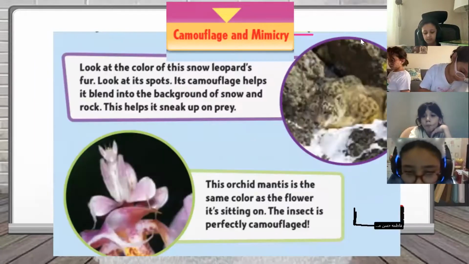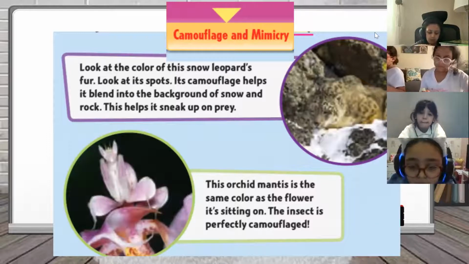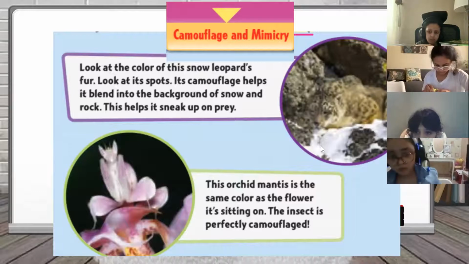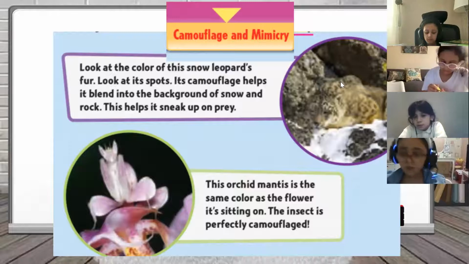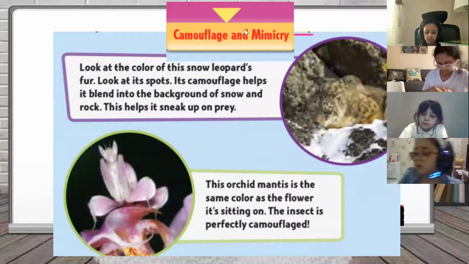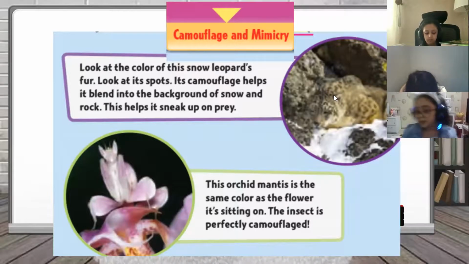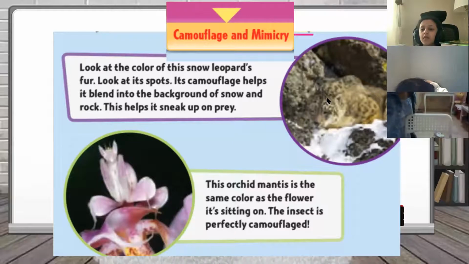Miss, we're going to write in our book something today. Yes, we are going to write. Okay, first of all, look at this leopard. Is the leopard camouflage or mimicry? This is a leopard. Is it camouflage or mimicry? Yes, this leopard. It's camouflage. Excellent.